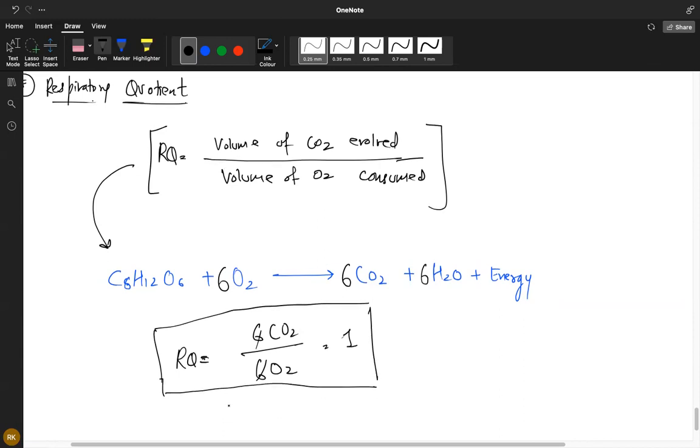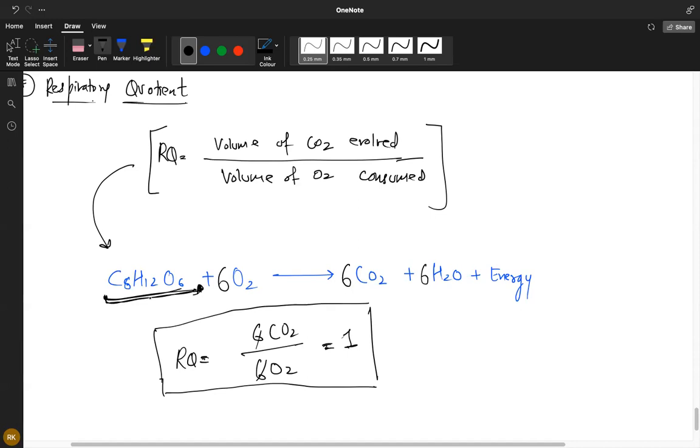Okay. If you calculate the same for a fat, then you will find for a fatty acid, which is any fatty acid, that it is less than 1. So for fats and fatty acids, it is around 0.7. And for proteins, it is around 0.9, but less than 1. Now the highest RQ is for sugar, glucose. That's why that is the most preferred respiratory substrate in our living system.